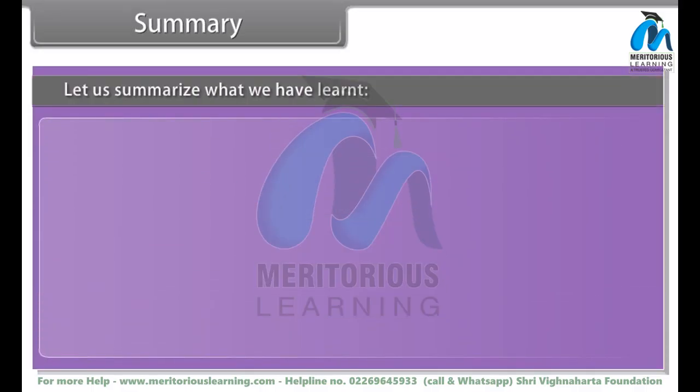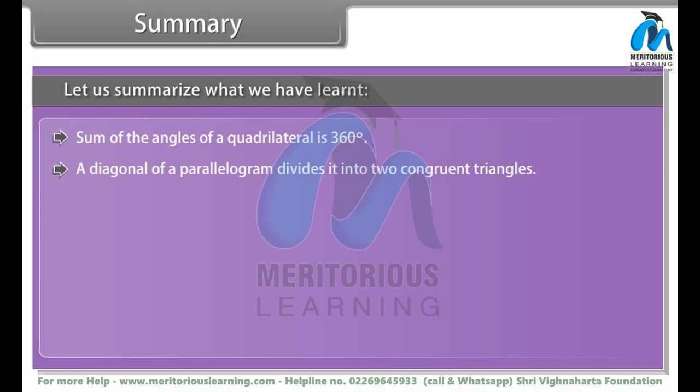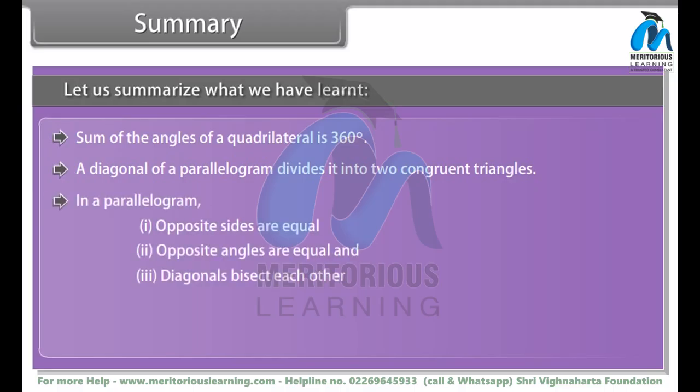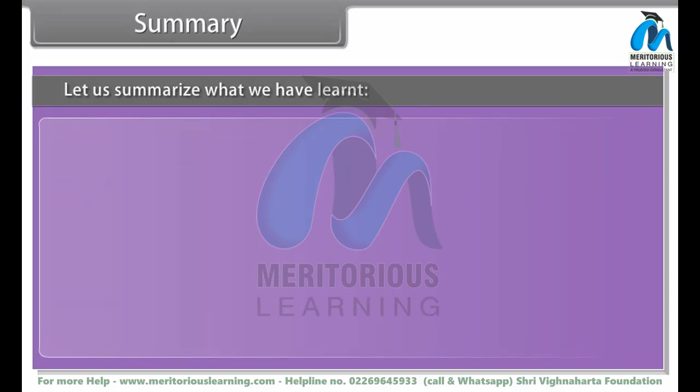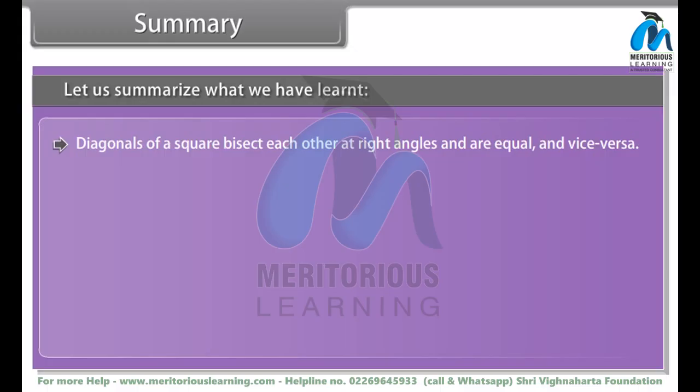Let us summarize what we have learned. The sum of the angles of a quadrilateral is 360 degrees. A diagonal of a parallelogram divides it into two congruent triangles. In a parallelogram, opposite sides are equal, opposite angles are equal, and diagonals bisect each other. Diagonals of a rectangle bisect each other and are equal, and vice versa. Diagonals of a rhombus bisect each other at right angles and vice versa. Diagonals of a square bisect each other at right angles and are equal and vice versa.